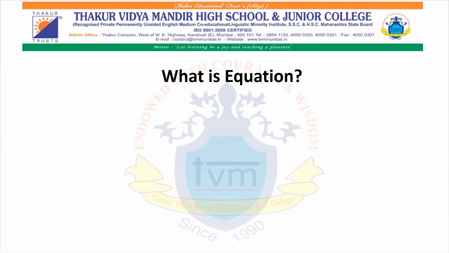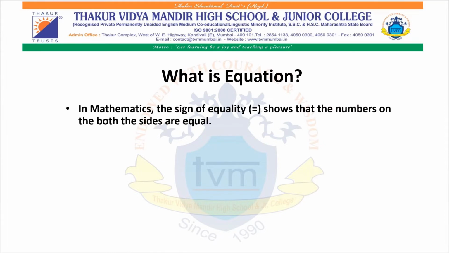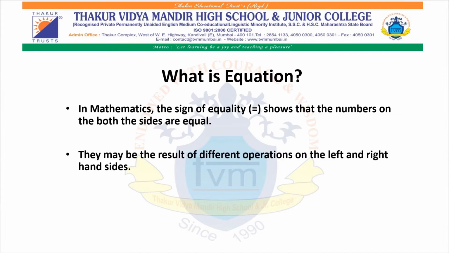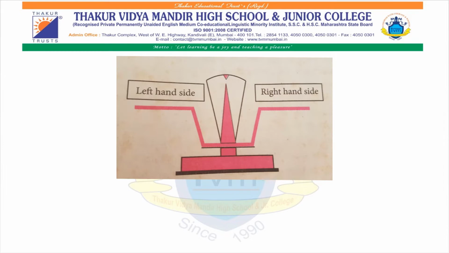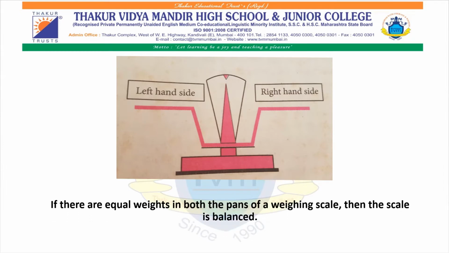What is equation? In mathematics, the sign of equality shows that the numbers on both the sides are equal. They may be the result of different operations on the left and right hand sides. Such an expression of equality is called an equation. If there are equal weights in both the pans of a weighing scale, then the scale is balanced. Such a balanced scale is like an equation.